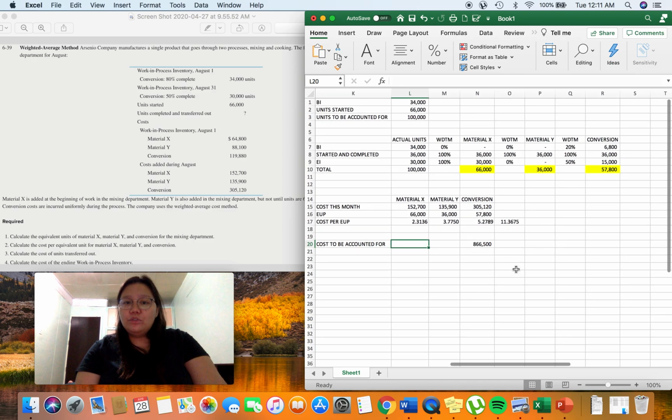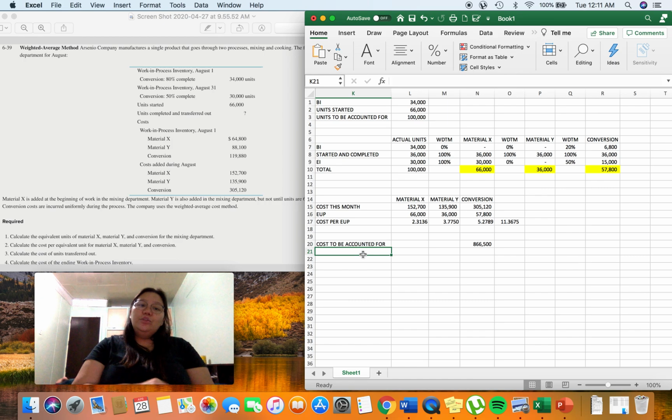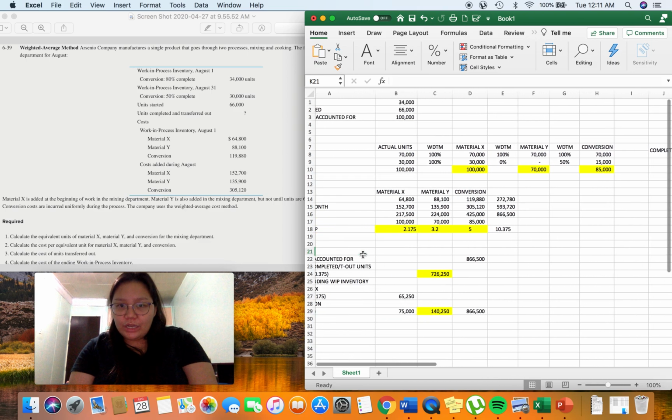Now, ano na mangyayari dito sa cost to be accounted for natin? The next step is to prepare the cost assignment, diba? So, kung kanina, completed units lang, tsaka ending inventory yung nasama. This time, we will assign cost to the beginning inventory, tapos yung unit started and completed natin, kasama rin siya. Okay? So, sige, para hindi kayo malito pala, kopyahin ko na lang din ito.